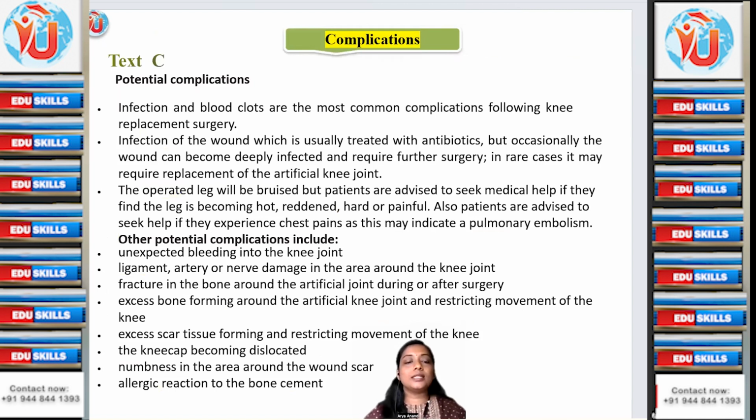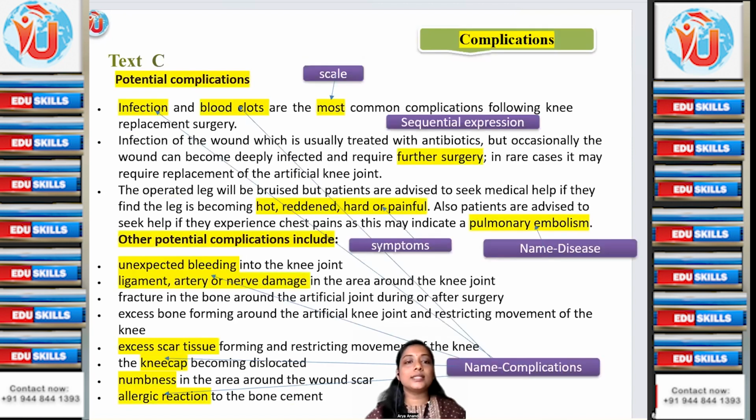This is the text C. We are underlining the keywords. Potential complication, infection, blood clots, depression, further surgery. Then red or hot or reddened or hard or painful. Then pulmonary embolism, the name of a disease. Then unexpected bleeding, ligament. So some of the complications they have mentioned here. We have given the heading as complications. Move on to text D.